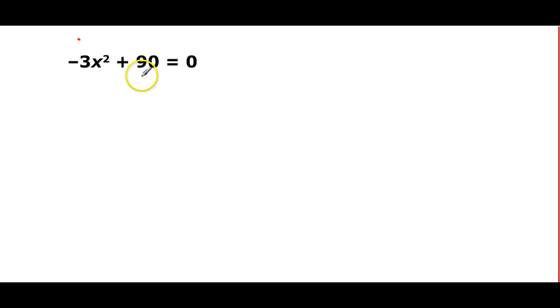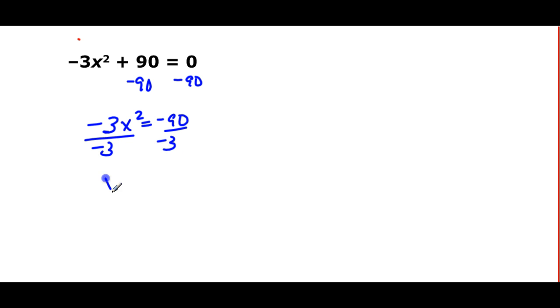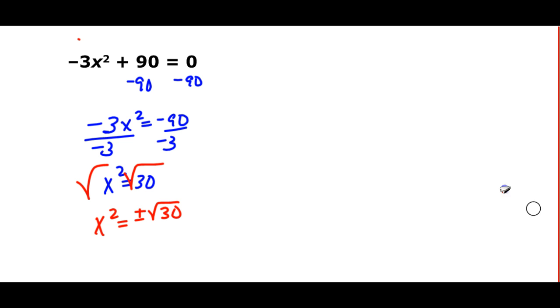Okay, we're going to isolate this first. So I'm going to subtract 90 from both sides. It's going to give me negative 3x squared is equal to negative 90. Divide both sides by negative 3, and you get x squared is equal to 30. 30 is not a perfect square. So when I do this, I get x is equal to plus or minus radical 30. And the square root of 30 is plus or minus 5.48. And that's it.